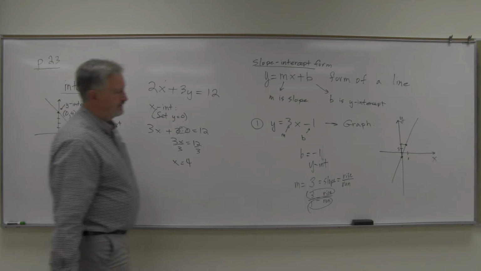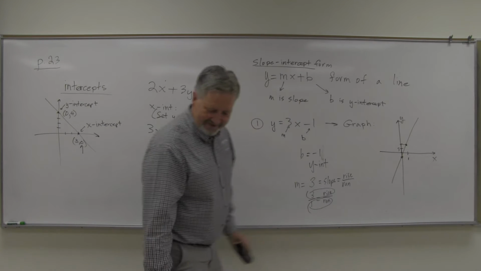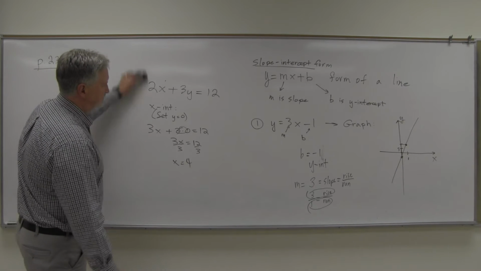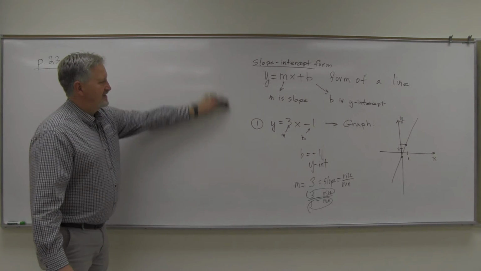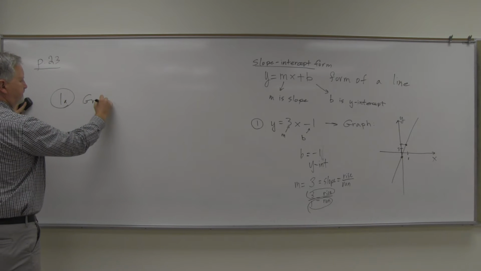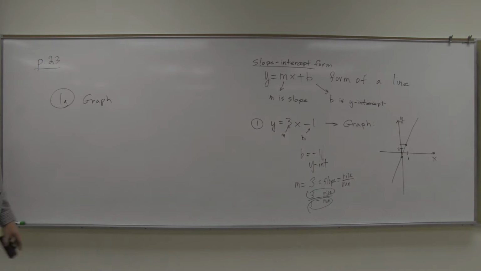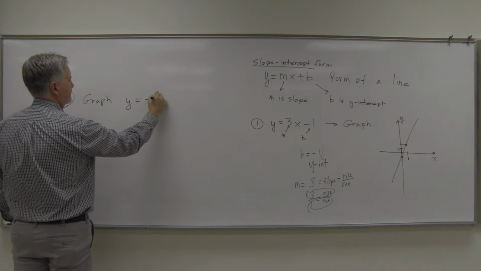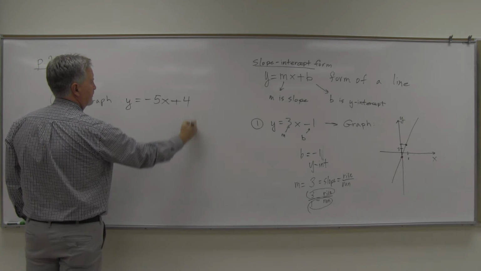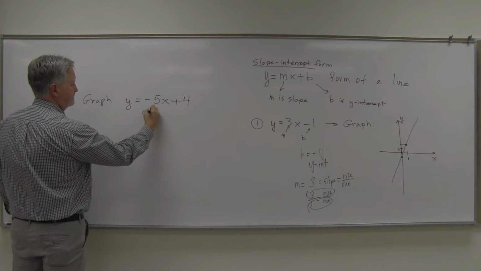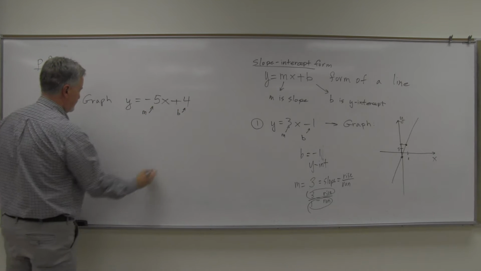Let me do another one of those. Call it 1A, since the next one's number 2. 1A here, bottom of the page. All right, let's graph y equals minus 5x plus 4. Using slope-intercept form, m and b. M's -5, b is 4.